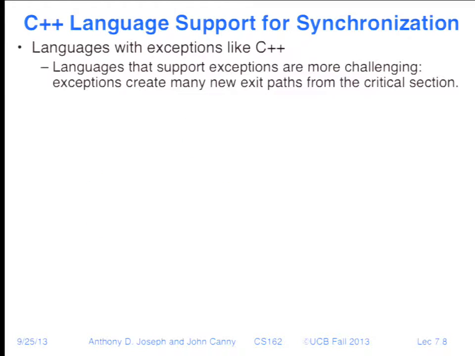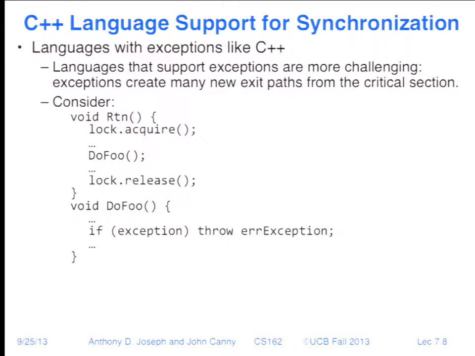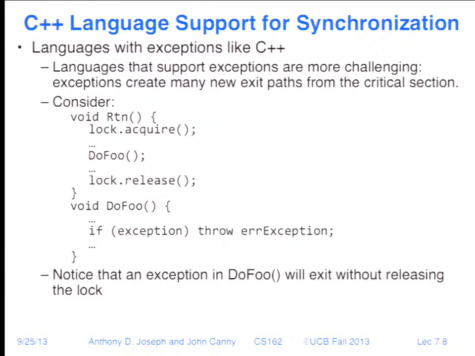C++ is more challenging because you do have exceptions in the language. So exceptions create a lot of new exit paths because you can throw an exception potentially anywhere in the code. So, all right, here's a little routine. Acquires a lock. This function here can throw an exception somewhere in its body. That will actually skip past the code that's following it in the block there and basically leave the lock still locked. So that's very dangerous.